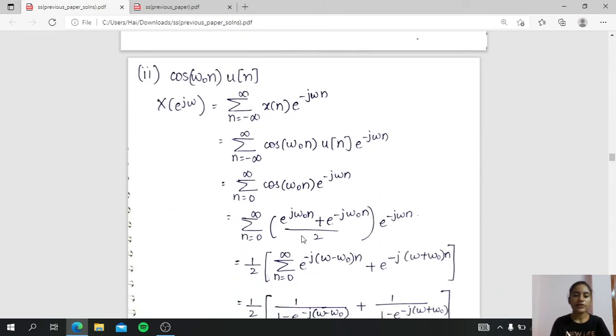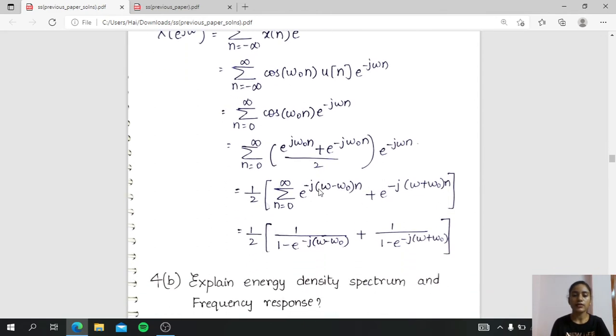Next, find the DTFT of cos omega naught u of n, with the same formula as you did above, and substitute your x of n. Since u of n is equal to 1 for n is equal to 0 to infinity, this step is obtained, and convert this trigonometric cos into exponential function, that is cos theta is equal to e power j theta plus e power minus j theta by 2. Split this and multiply this. This is in the form of GP now, so a by 1 minus r, which is equal to this.